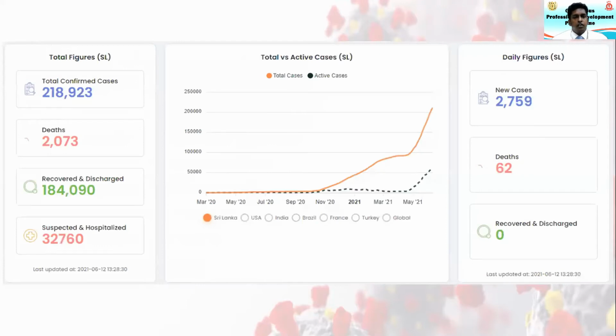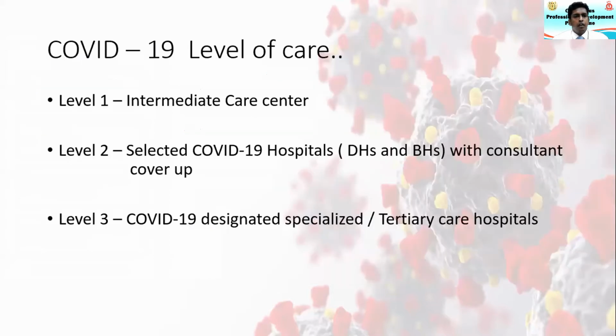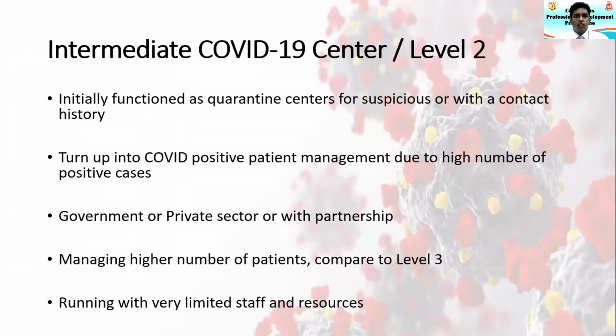So this is one of the graphs shown by our epidemiology unit, which is a graphical presentation of the current situation of Sri Lanka. This is the level of care in the government and private sector. Level 1 is the intermediate care center, level 2 is the selected hospital with consultant coverage. The level 3 centers are the COVID-19 designated specialized centers or tertiary care hospitals. So this is about the intermediate care centers, or level 2 centers, where we work.